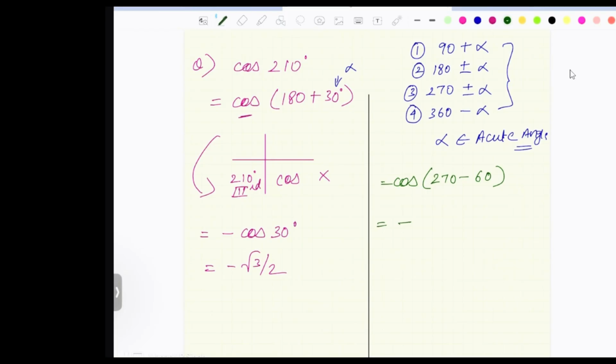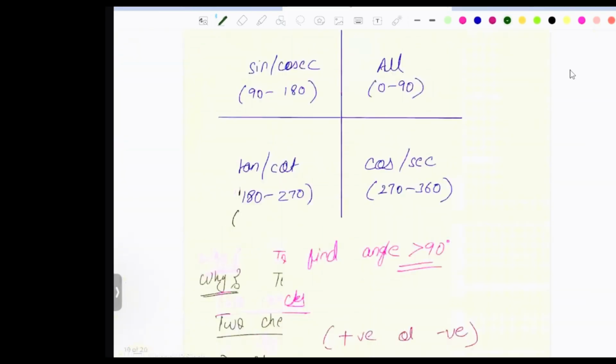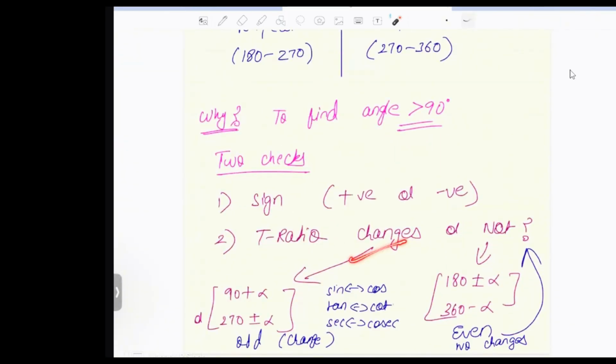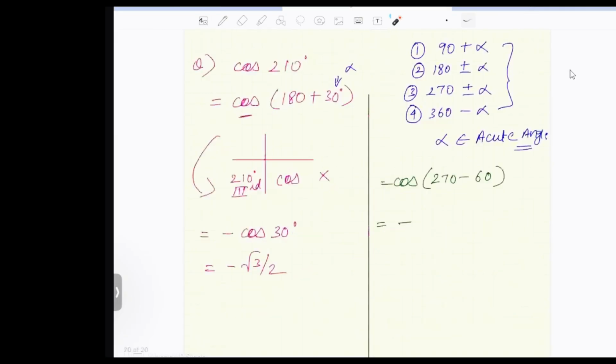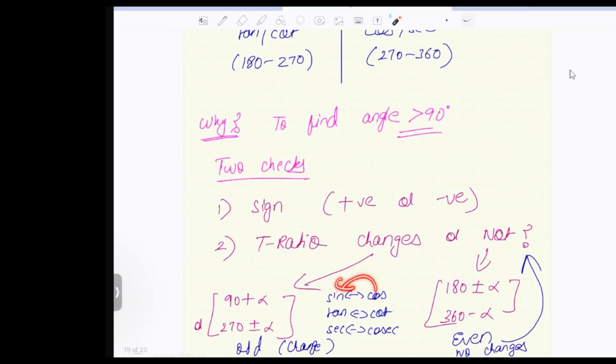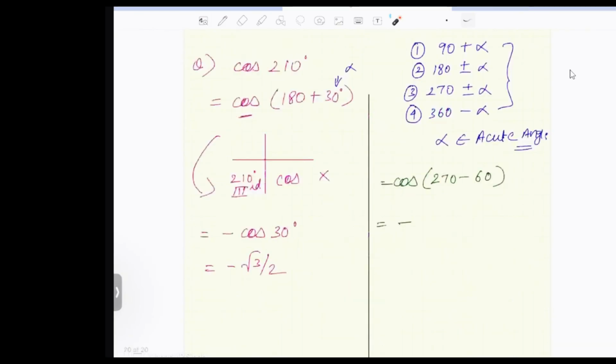Now next check is, is my T ratio going to change or not? Because it is an odd angle, 270, we will change this cos into which T ratio? Cos will become sine, sine becomes cos, vice versa. Because we have cos, we will change it into sine. So we get sine, copy the 60 degree value. Still you get the same value, no changes.